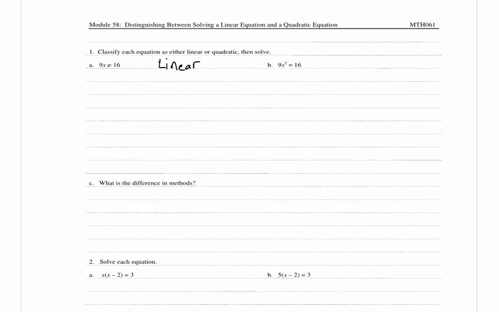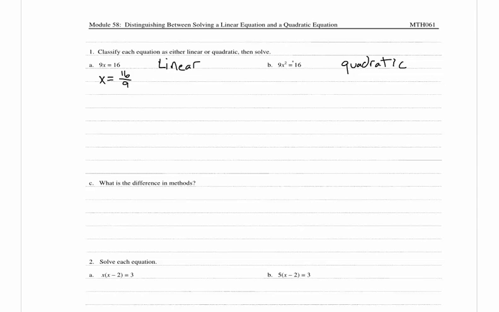So now to solve it, we would divide both sides by 9, so we would have x is equal to 16 over 9. And B, we have 9x squared is equal to 16. And this is a quadratic equation. And it's quadratic because our leading degree of x is 2.